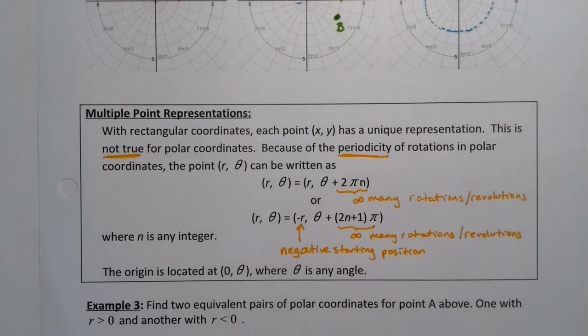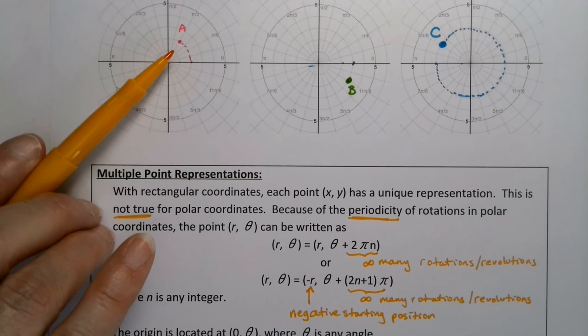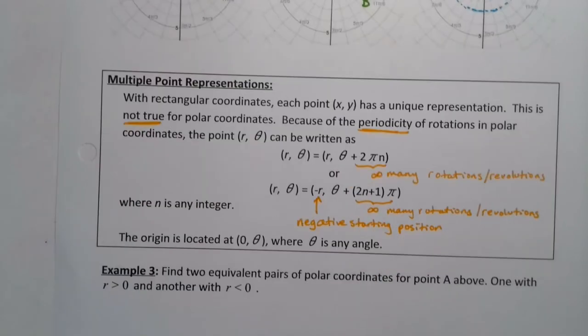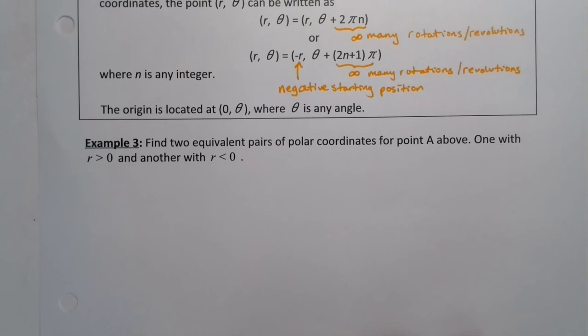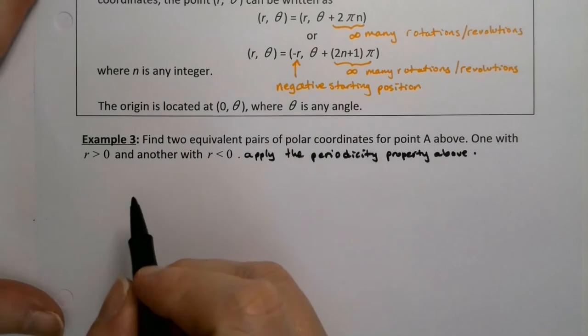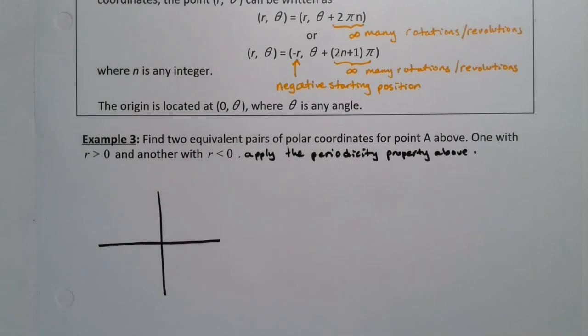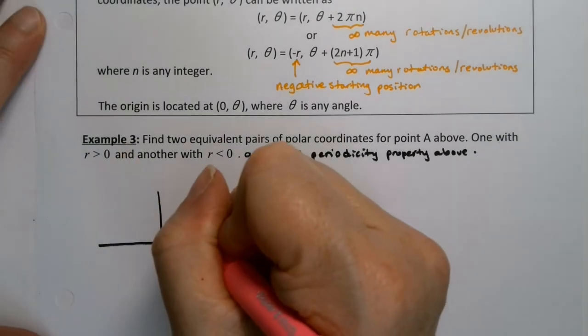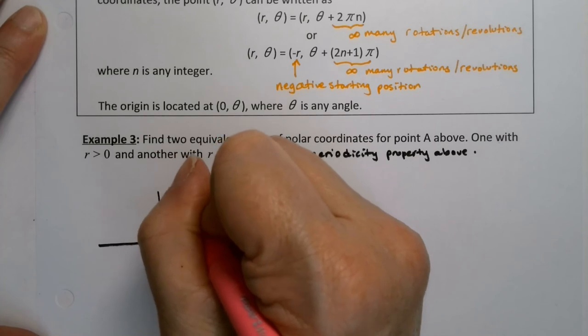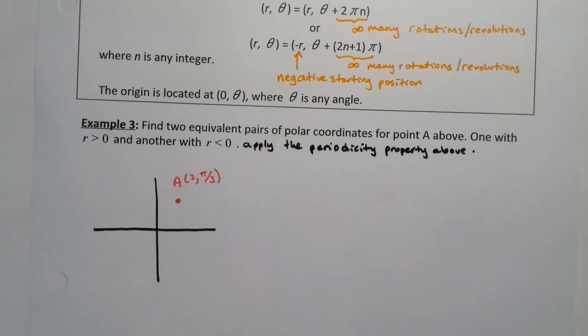All right, so let's see how this looks in practice. So I want to take the point A, which I have right here, and I want to get to it in a couple different pairs, ones with r positive and ones with r negative. And I'm going to apply the periodicity property right up above. Otherwise, what's the fun in that? All right, so point A up above, if you remember, was right here. So A was 2 comma pi over 3. So let's think about some ways we can get there.